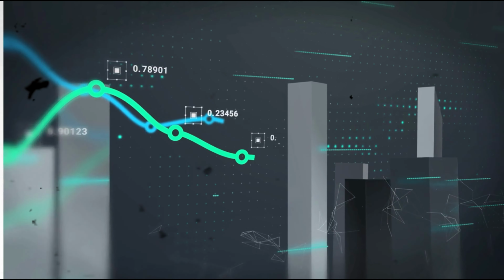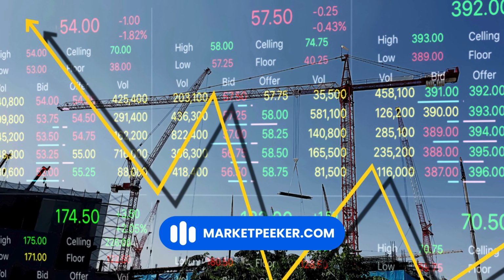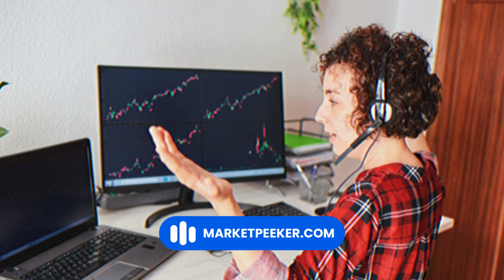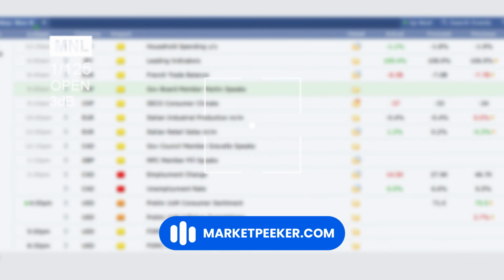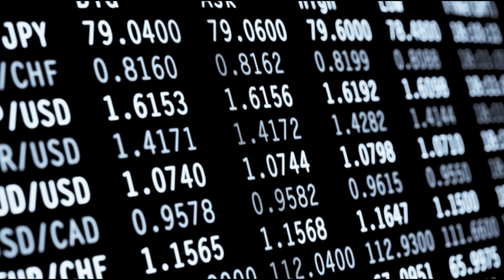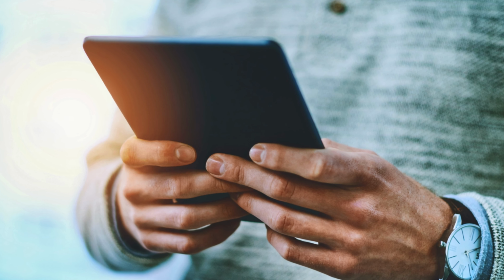Ever had a trade go sideways because of a sudden market move? Staying on top of economic news can help you avoid surprises. Today, we're talking about the economic calendar, a powerful tool that shows upcoming events likely to impact currency pairs. Let's dive into how to use it to your advantage.